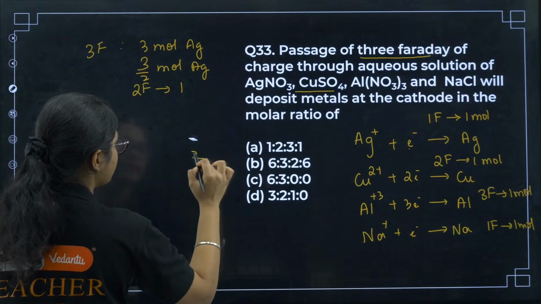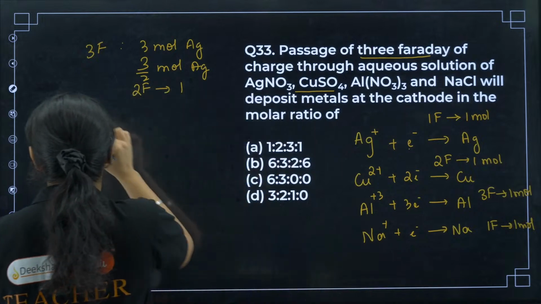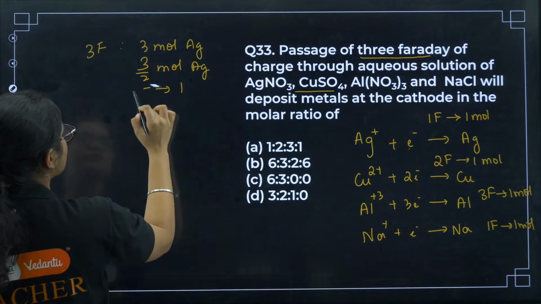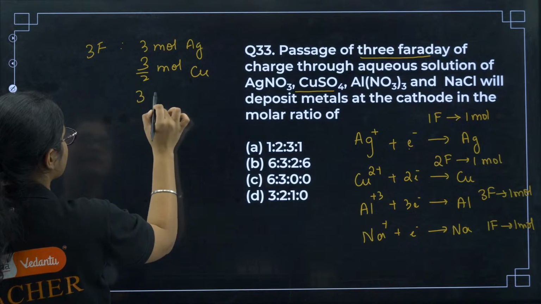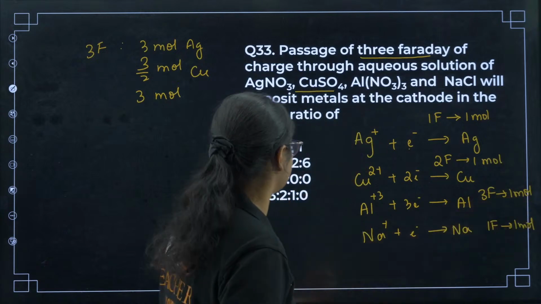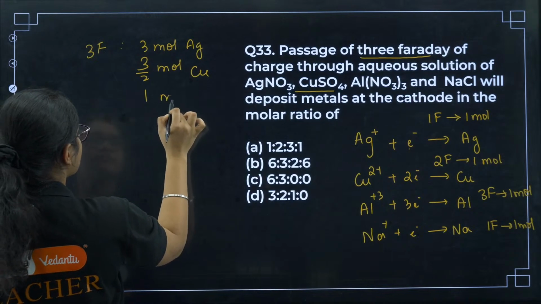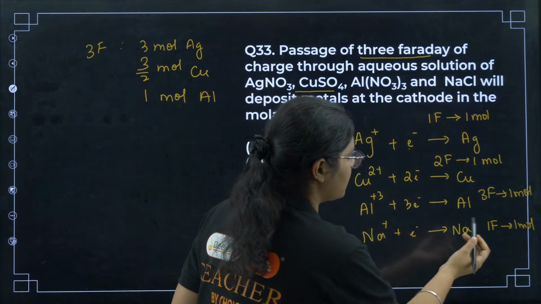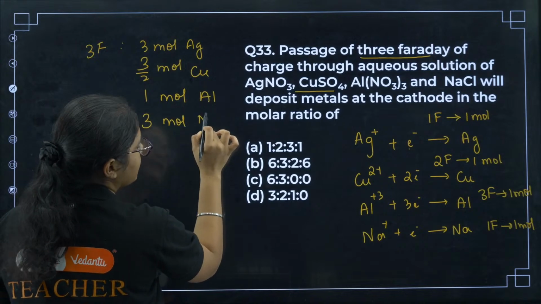Next, what we have is aluminium nitrate. For aluminium nitrate you can see 3 Faraday is giving you 1 mole. So how many moles are produced here? We will get 1 mole of aluminium. Okay. Then NaCl, you know 1 Faraday gives you 1 mole. So 3 Faraday will give you 3 moles of Na.